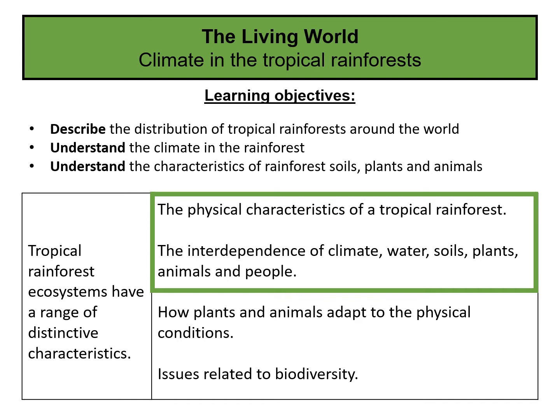So by the end of this lesson, we should be able to describe the distribution of tropical rainforests around the world, understand the climate in the rainforest, and understand the characteristics of the rainforest soils, plants and animals. And this will take us a couple of lessons. So make sure, please, that when you're watching this video, if you're at home, you pause the video as we go through the tasks to allow you an opportunity to write down the notes and to draw diagrams.